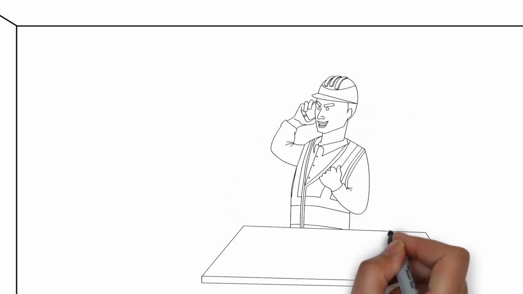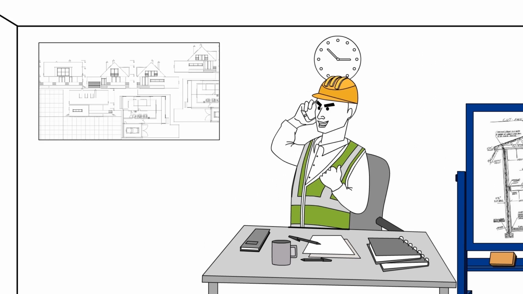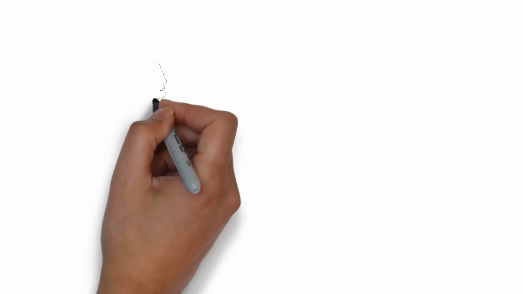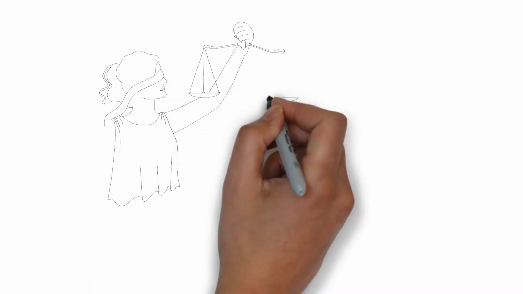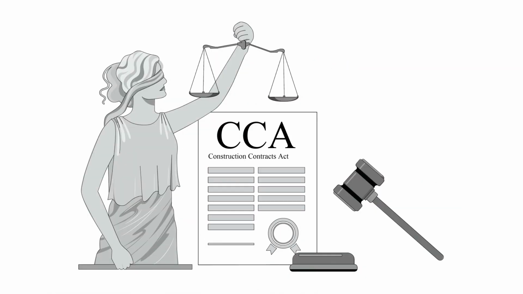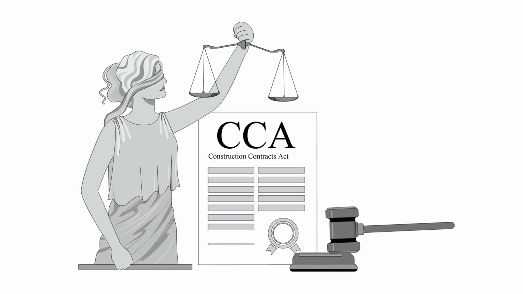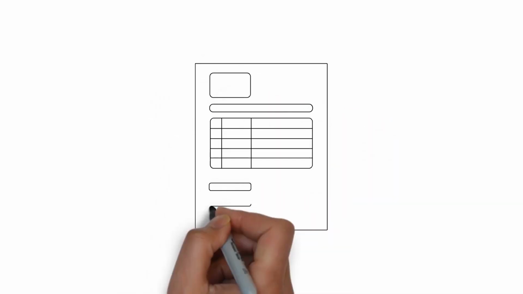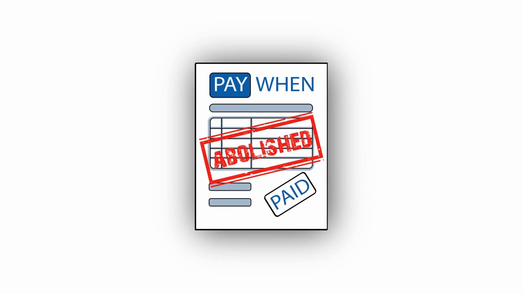Meet Jack. Jack is fuming. He can't get paid for the work he has done on a site. Sound familiar? Did you know that the Construction Contracts Act 2013 was introduced in 2016 to ensure prompt payment? The CCA meant the abolishment of pay when paid clauses in construction contracts.